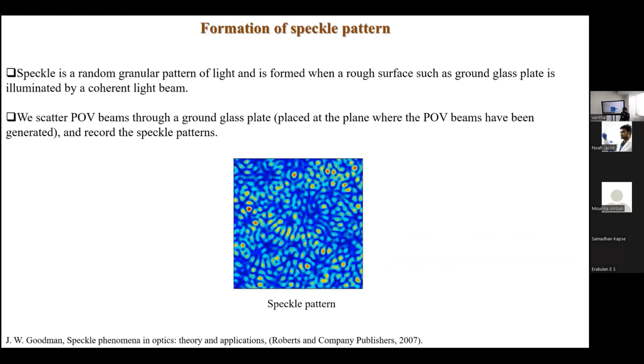Formation of speckle pattern. A speckle pattern is a random granular pattern, which can be obtained when coherent light passes through a rough surface. A rough surface has many inhomogeneities which are randomly distributed. In a speckle pattern, we get interference of many scattered wave fronts which are induced from the many inhomogeneities of the rough surface. So here we scattered our POV beams through a ground glass plate which has many inhomogeneities and recorded the speckle patterns.